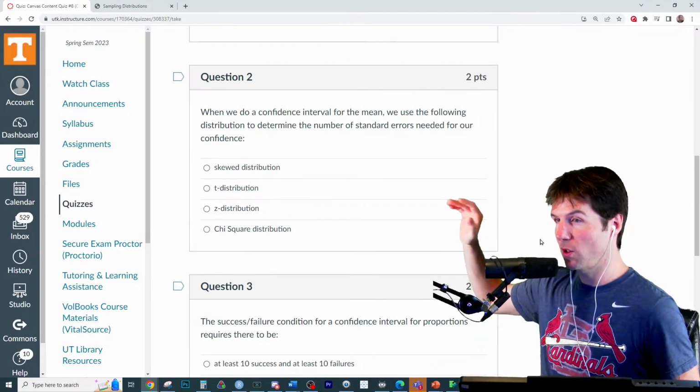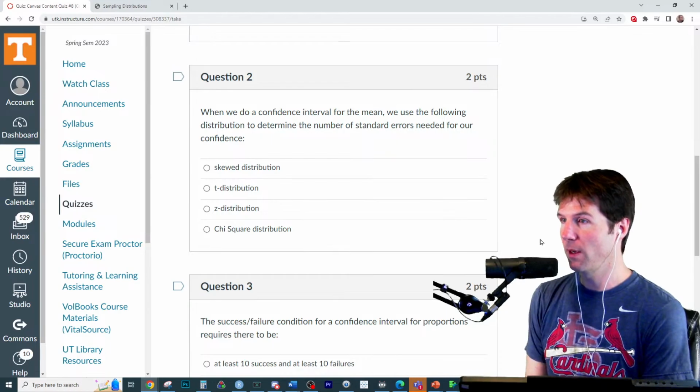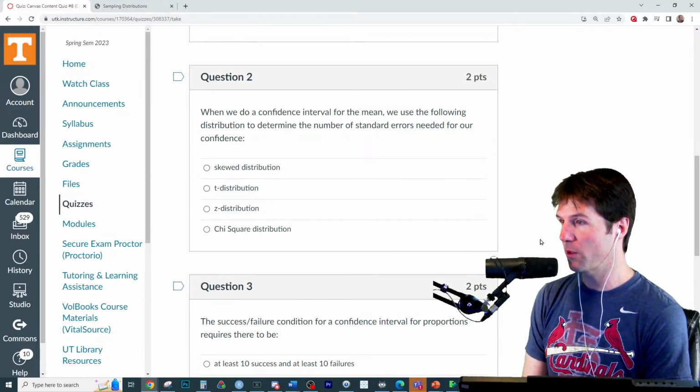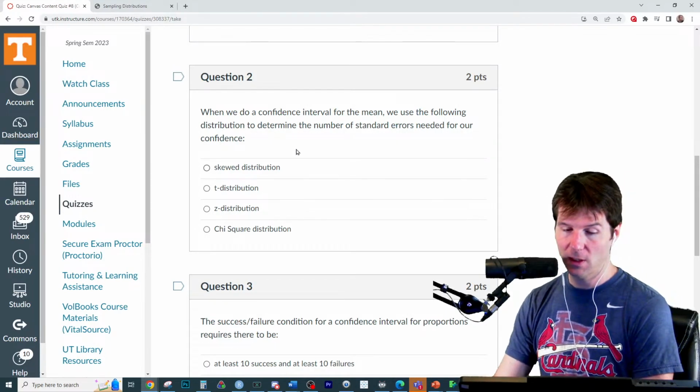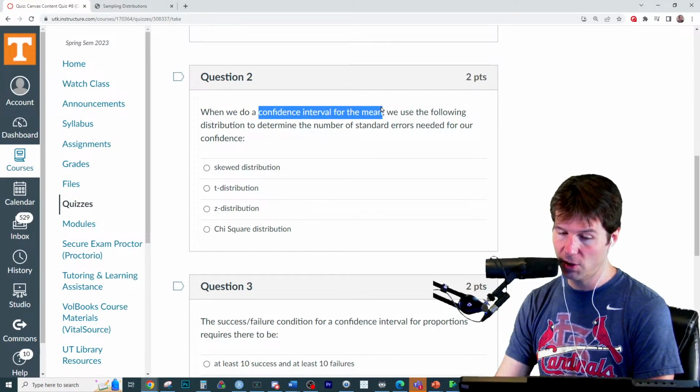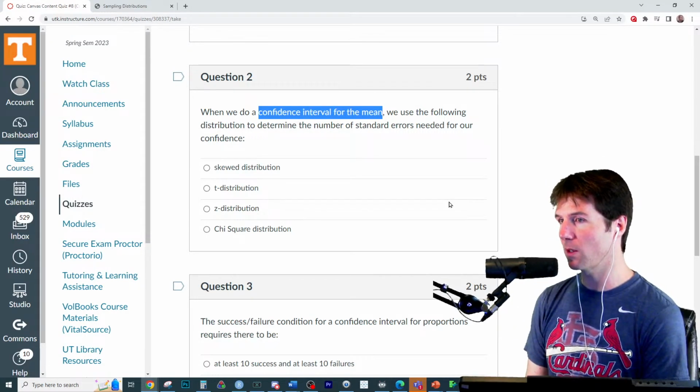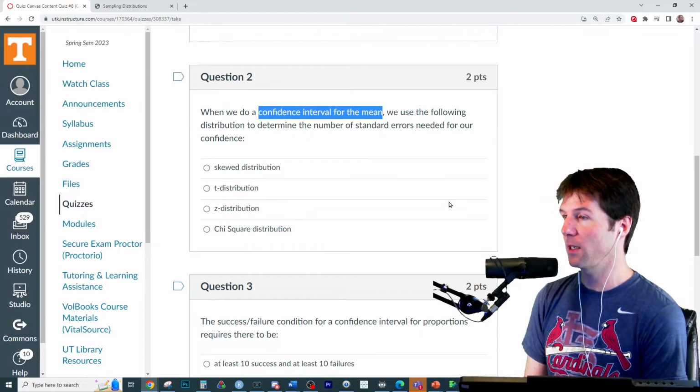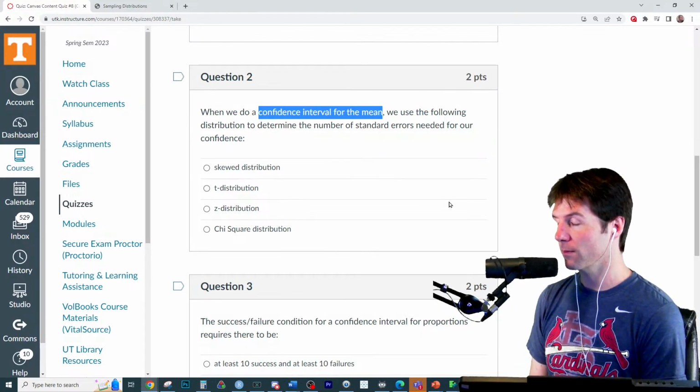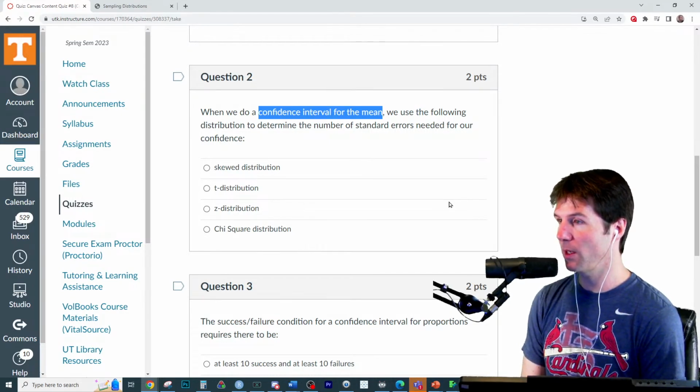Which answer is it? Is it skewed, t, z, or chi-squared? So the formula sheet would be a huge help if you saw this on the test, because it says confidence interval for the mean. I'll show the answer here in a moment, which will give away the answer. But is it skewed, t, z, or chi-squared? Which one of those would it be?